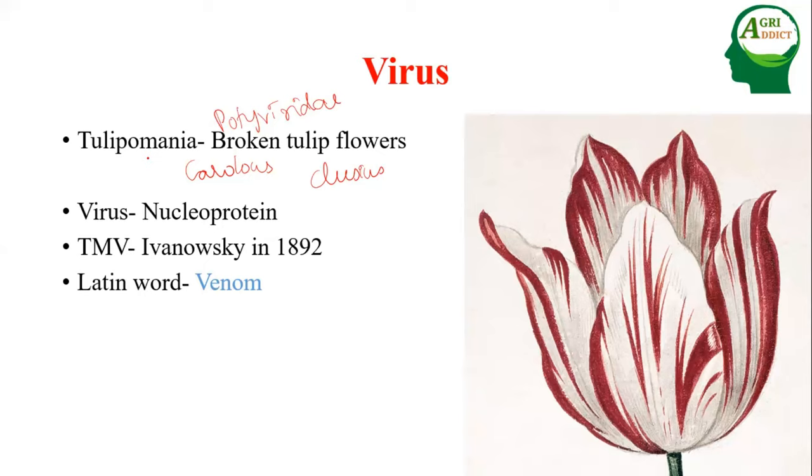I told that virus is a nucleoprotein. That means it has nucleic acid and protein. And the first virus discovered was tobacco mosaic virus by Ivanovsky in the year 1892. This word virus comes from the Latin word venenum, meaning poison.